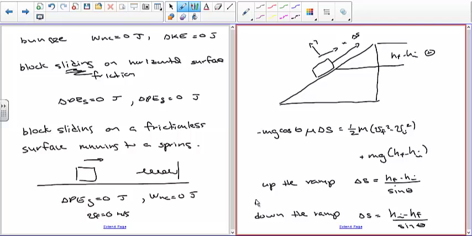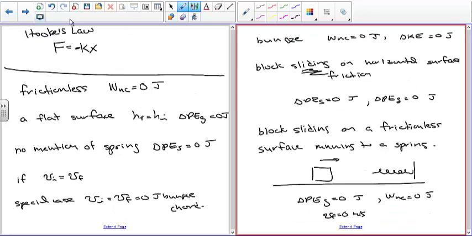So delta S is always greater than 0. And H final minus H initial, if you're going up the ramp, is positive. You want this to be positive. If it's going down the ramp, we still want this to be positive, so we have to switch the directions. So look at the homework problems, what we did in class. It's going to be one of these kinds of combinations of situations.